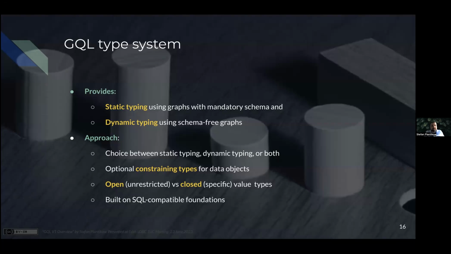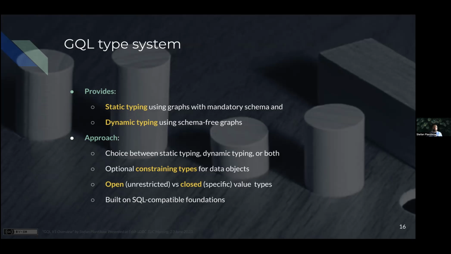So the GQL type system supports static typing. And then it would be a natural match, if you do that, to of course only support graphs with mandatory schema, but it also supports dynamic typing. And you could also have an implementation that doesn't even have graph schema, that only supports schema-free graphs, right? And so that's the approach. You have a choice between static typing, dynamic typing, or possibly combinations in your implementation. If you do static typing, there is the notion of optional constraining types, which is the technical term for graph schema in the case of graphs, for data objects.